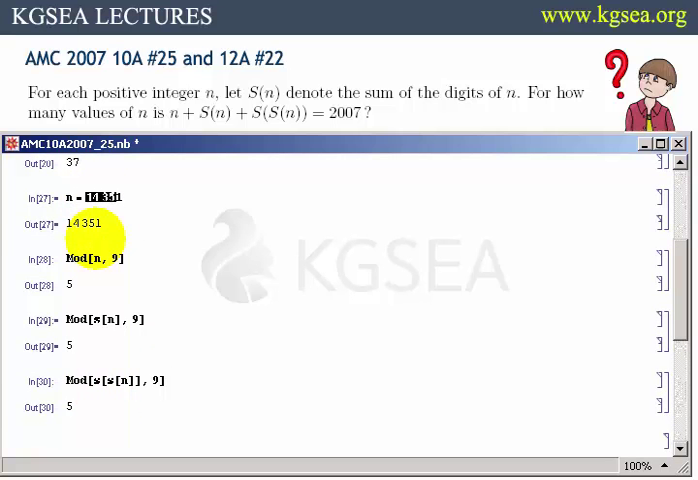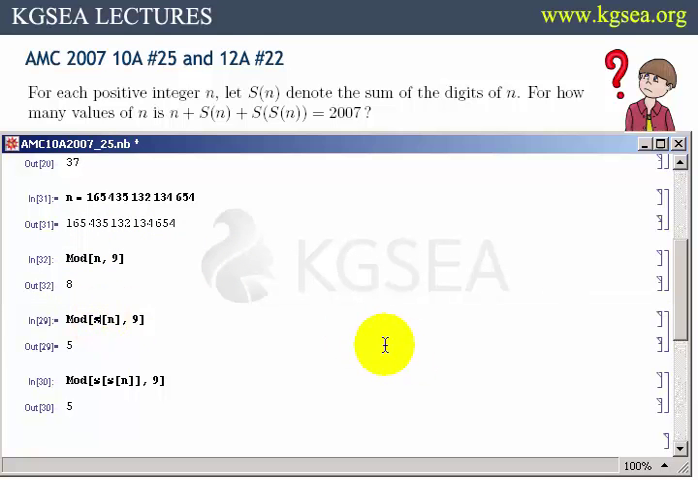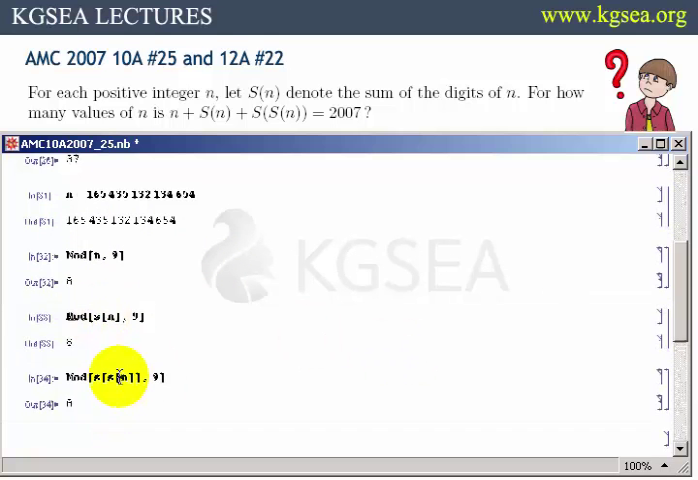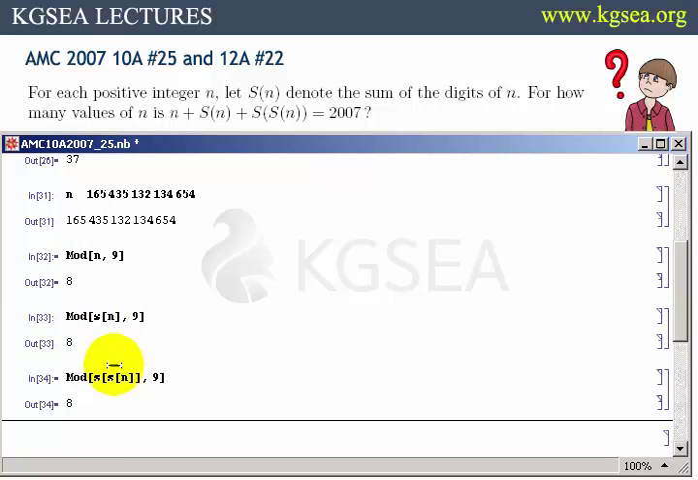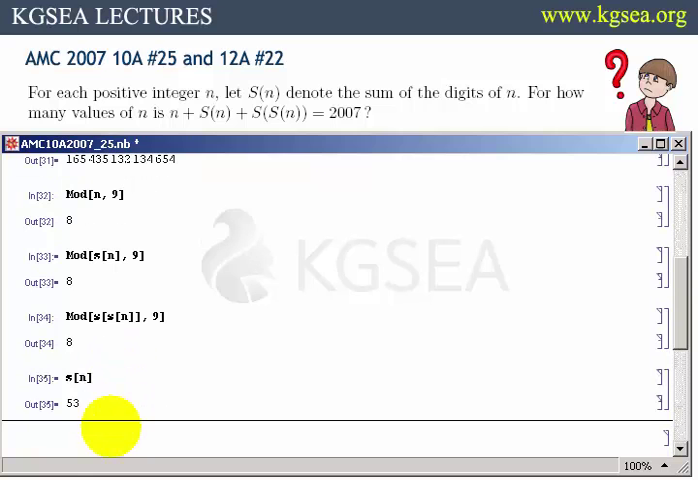For example, let's have some other number. There's a big number. If I divide that by 9, what's my remainder? It says it's 8. So what would be the remainder of s of n? It's 8. It's 8 all the way. What was that number anyway? Let's see. S of n, what was it? 53. So if you divide this by 9, you will get a remainder of 8.